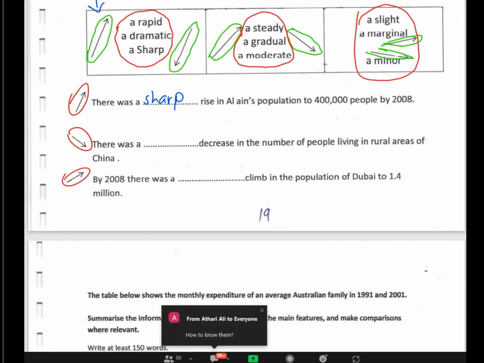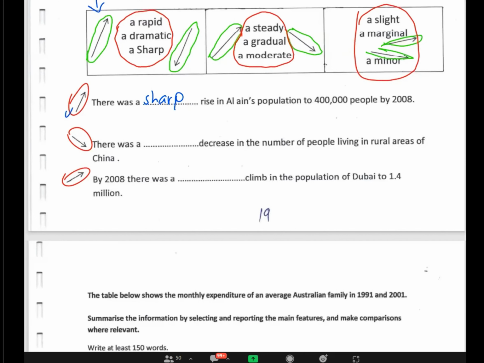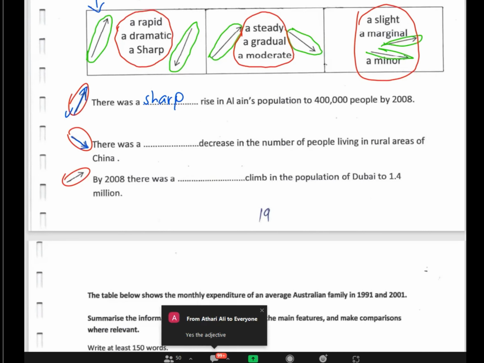What do you mean, Adari? How to know if it is an adjective or an adverb? How to know which adjective to use? By looking at the arrow. Let's see here, this arrow is going up very high. But this is in between, not very high, not very low. And this is little movement. See that?